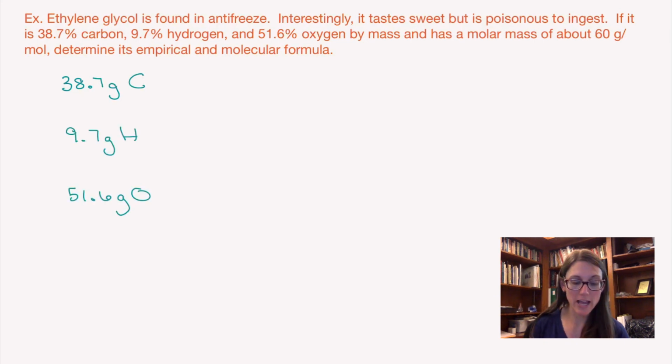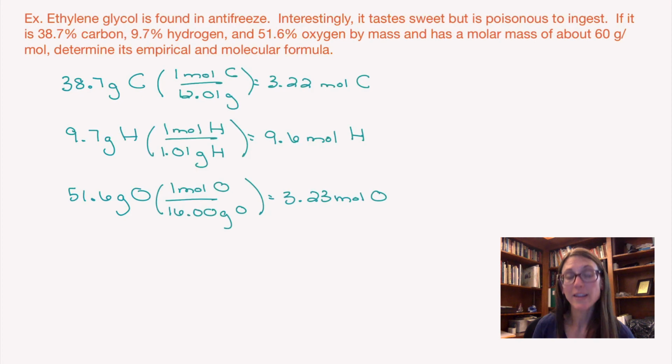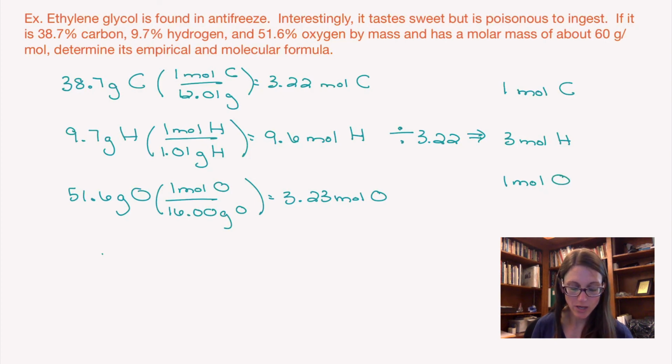And then we'll take the grams and convert them to moles. Then in order to find the smallest whole number ratio, we'll divide by the smallest number of moles. So I'm going to divide each of these values by 3.22, and I get a 1 to 3 to 1 ratio, giving me an empirical formula of CH3O. Well, this empirical formula has a mass of 31 grams per mole.